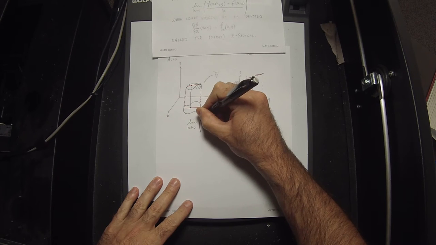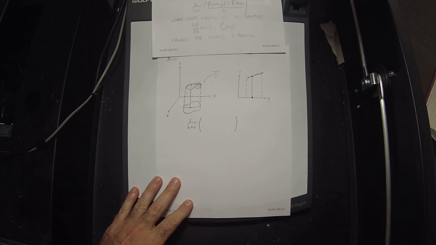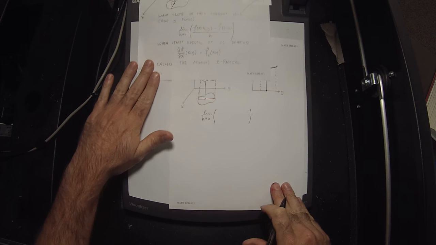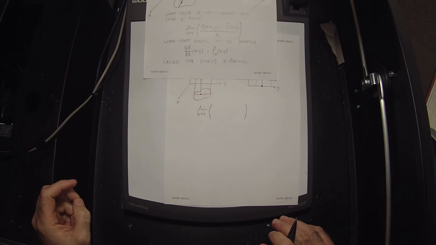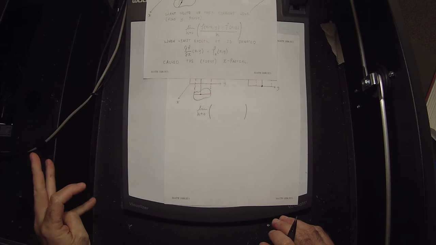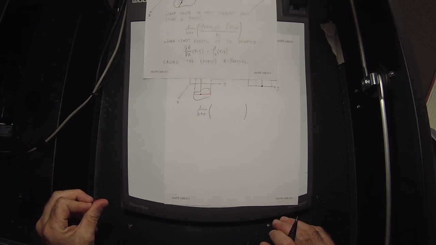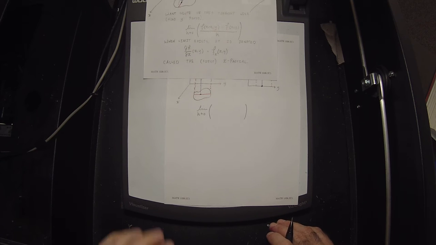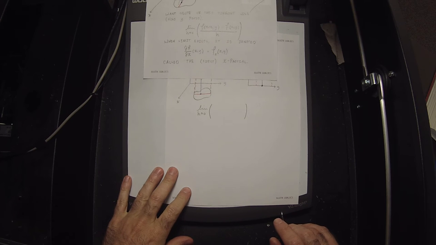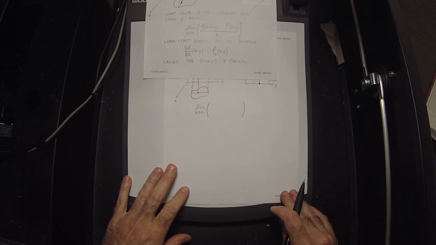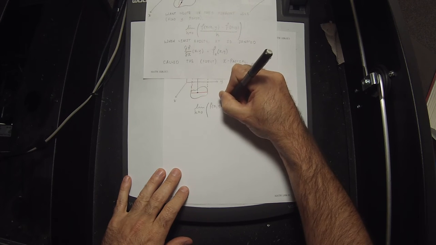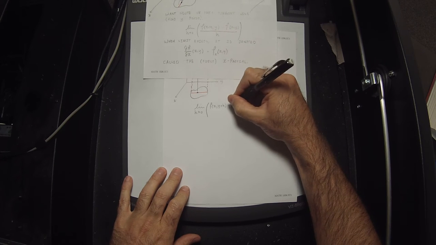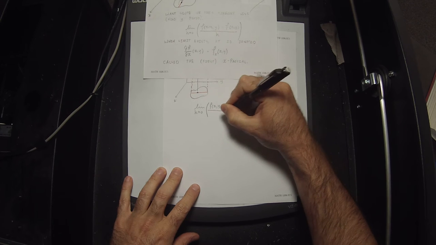as h goes to 0 of, so now I'm going to give you a moment to try and fill in the correct limit. So what do you think? F of y plus h, x? Nearly. So it's f of x and then y plus h. I'm sure that's what you meant. And then minus f of x and y, over h.